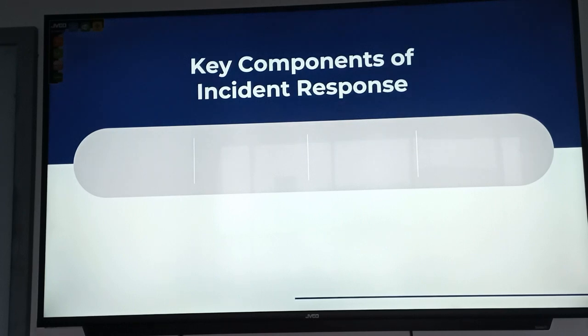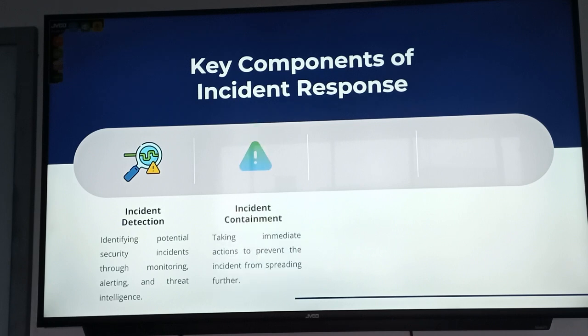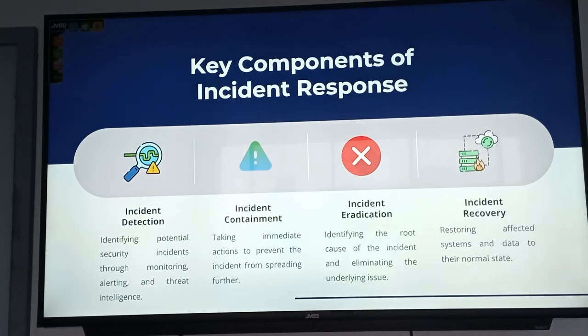So here are the key components of incident response. The first one is detection, where you detect potential security incidents through monitoring, alerting, and threat intelligence. After that, you take immediate action to prevent those incidents from spreading further. After taking immediate action, you should find out the root cause of the incident and eliminate the underlying issue. And finally, restoring affected systems and data to their normal state. This is the immediate incident response.